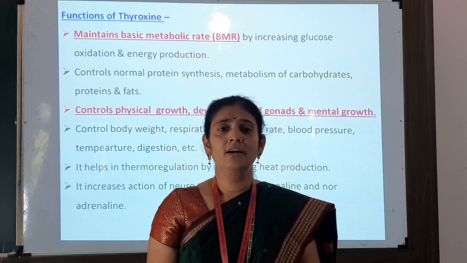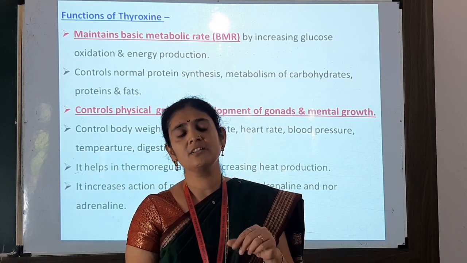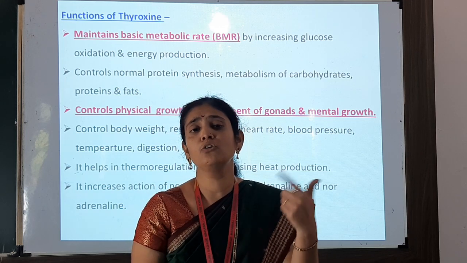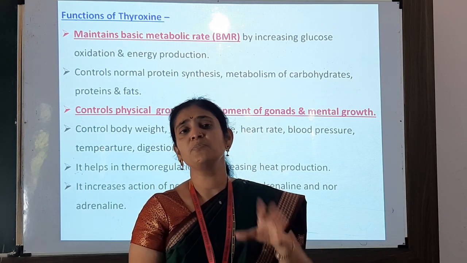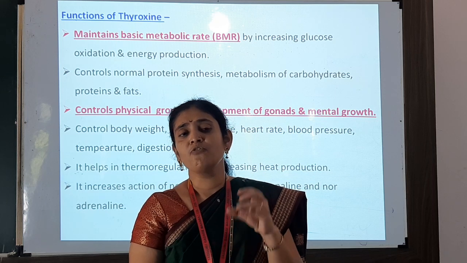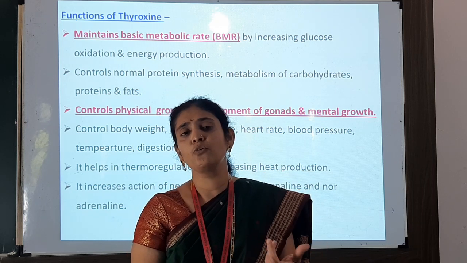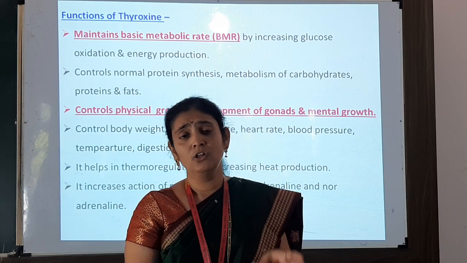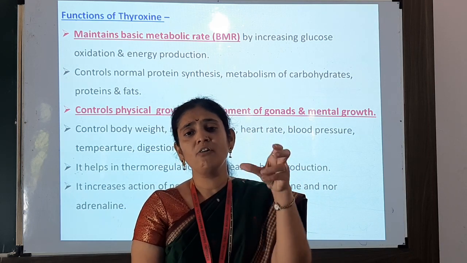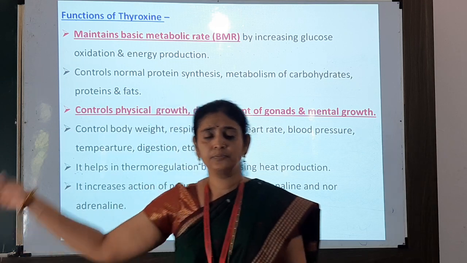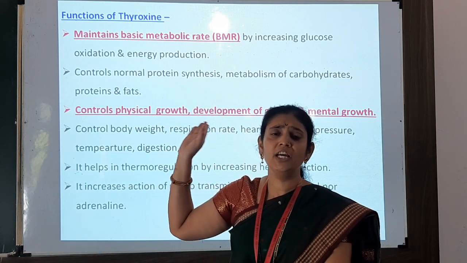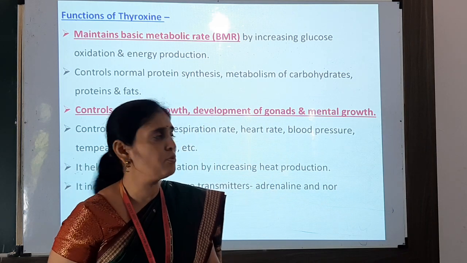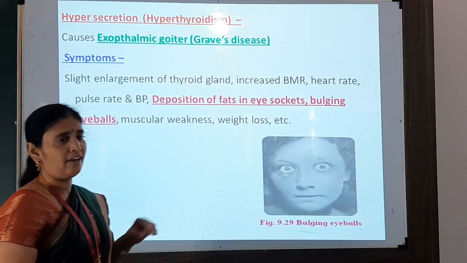We have seen when synapse takes place, that is excitation of neuron and transmission of nerve impulse from one neuron to the next neuron. During the transmission, the message from one neuron is transferred to the next neuron with the help of neurotransmitter adrenaline or noradrenaline. So for this functioning of adrenaline and noradrenaline, the thyroxine is playing a very important role. So these are different vital functions which are carried out by this thyroxine.